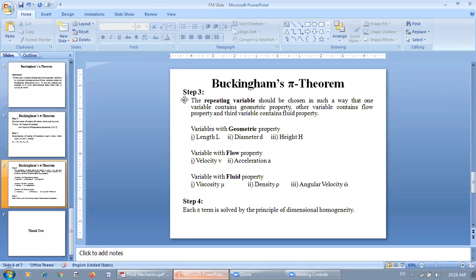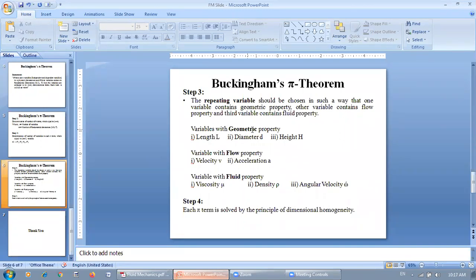So within this step number 3, they have given some guidelines to select the repeating variables and the non-repeating variables. The repeating variables should be chosen in such a way that one variable contains geometric property, another variable contains flow property, and the third variable contains fluid property. Okay. So one variable should be of geometric property, one variable will be flow property and the third one is the fluid property. So these are the repeating variables.